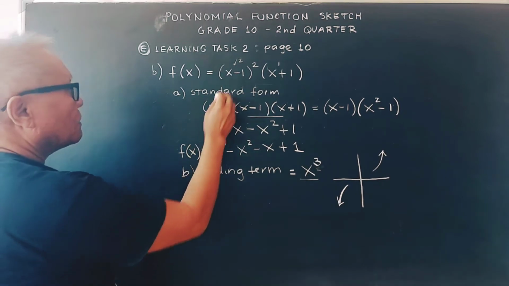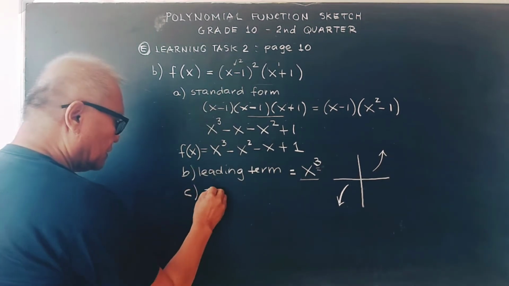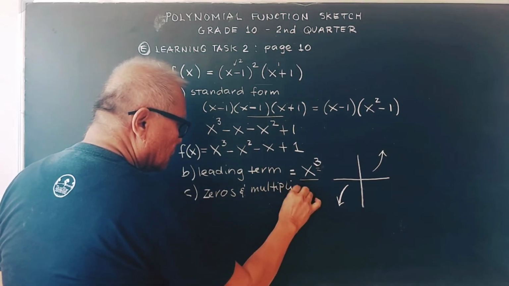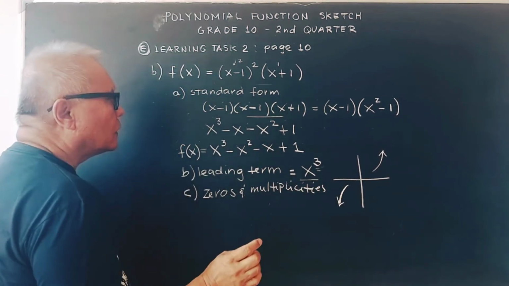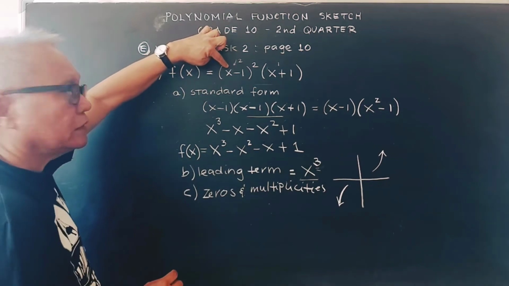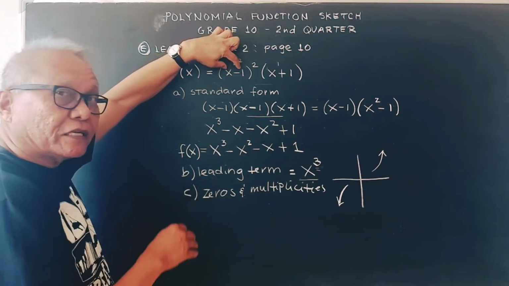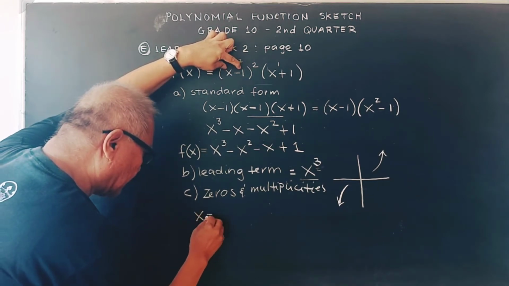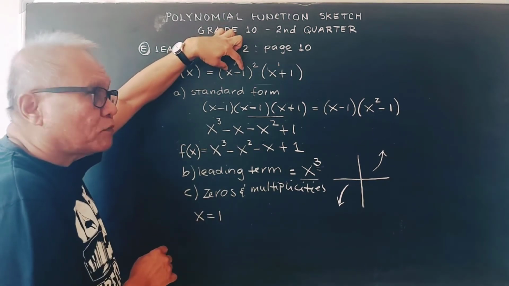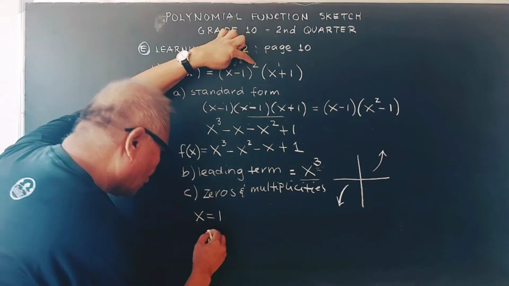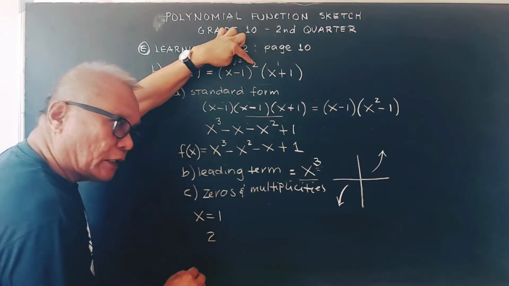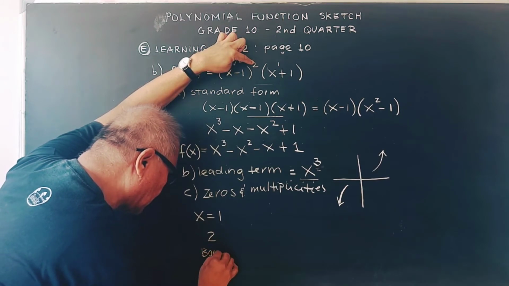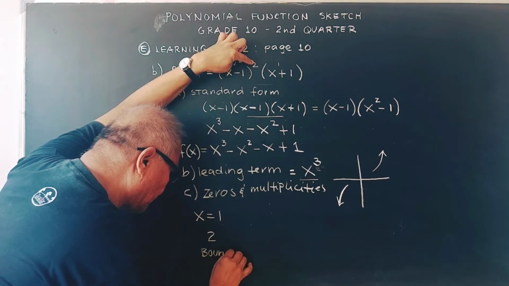Okay, next we have C, the zeros and the multiplicity. Alright, first one. Here, x minus 1 is equal to 0. Therefore, x is equal to 1. What is the multiplicity? 2. So this one is 2. 2 means it will bounce here, on the 1.